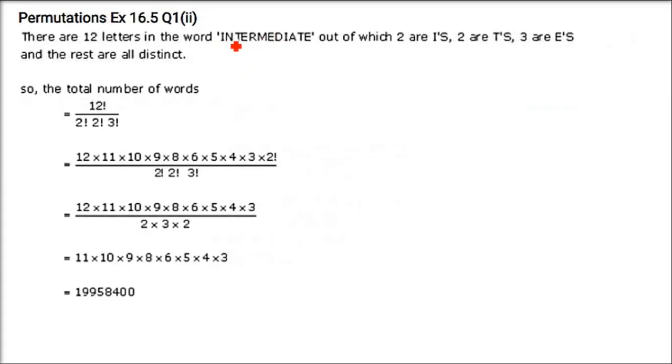Next one is intermediate. Intermediate has 12 letters, 2 i's, 2 t's and 3 e's. So factorial 12 by factorial 2, factorial 2, factorial 3. So this is 111995840.